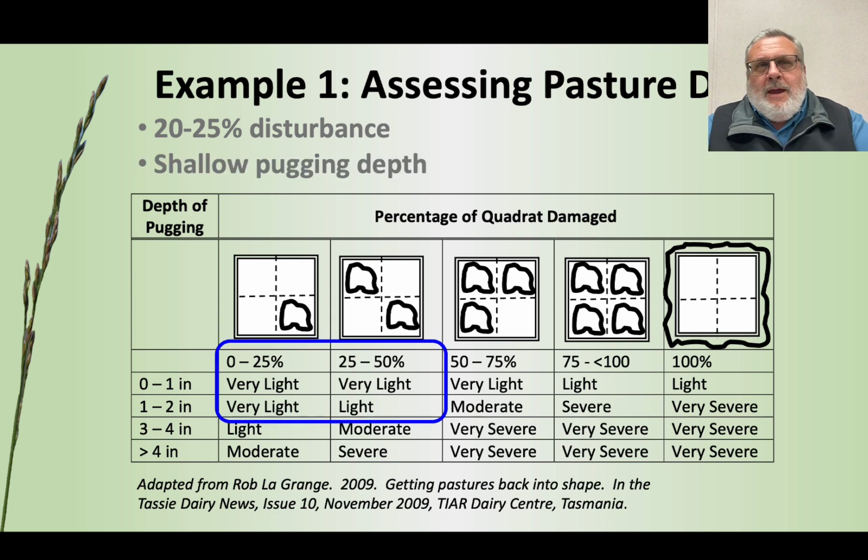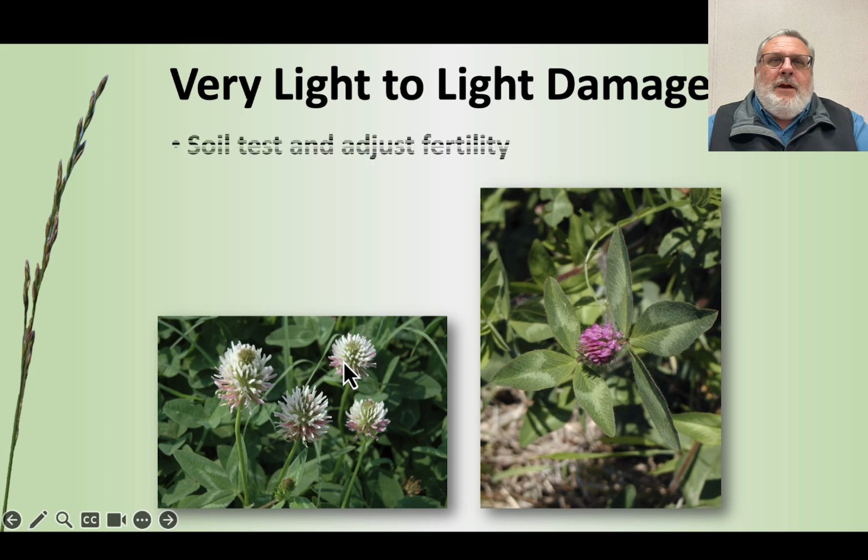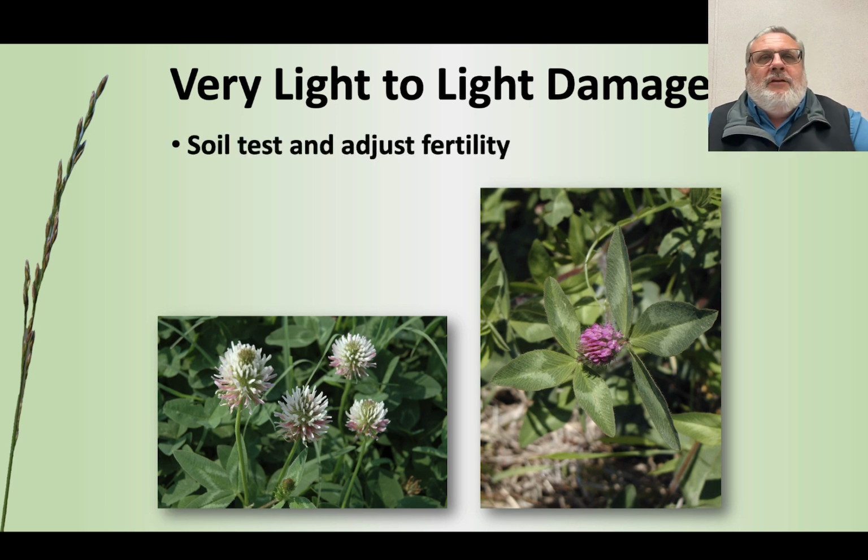And when we look at those two pieces of data, the amount of disturbance and the pugging damage, that's going to put us in this light to very light category. And then we move from there and we talk about things that we do to renovate this pasture that has light damage.